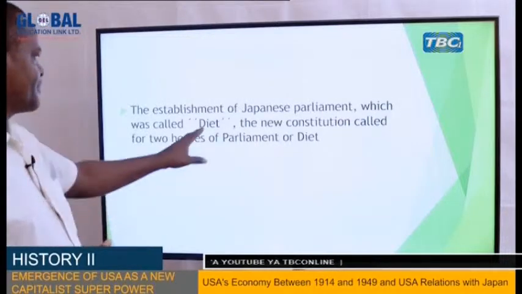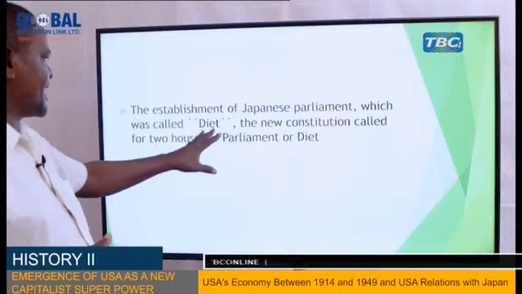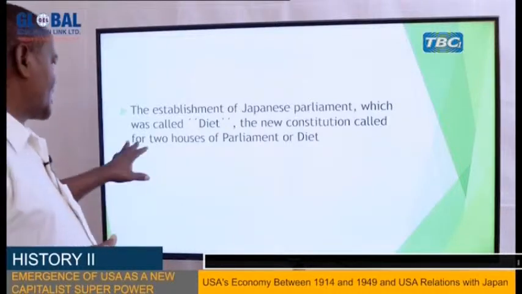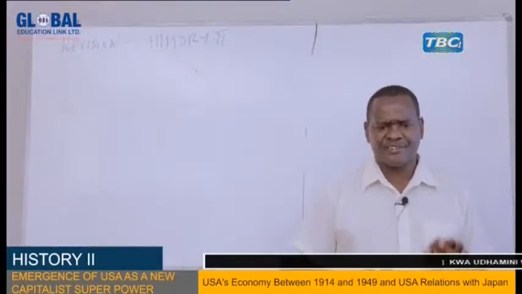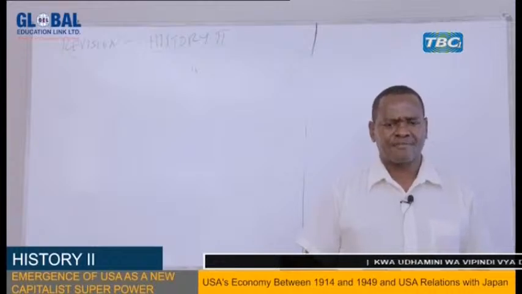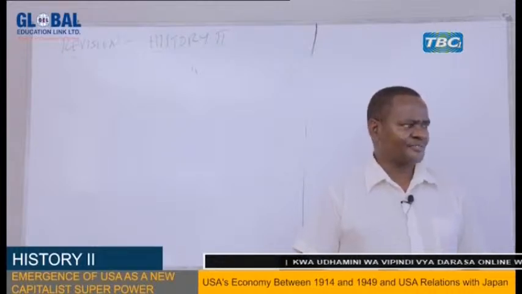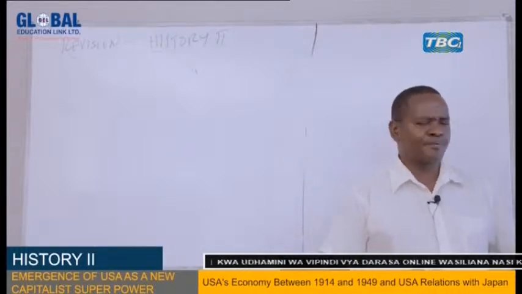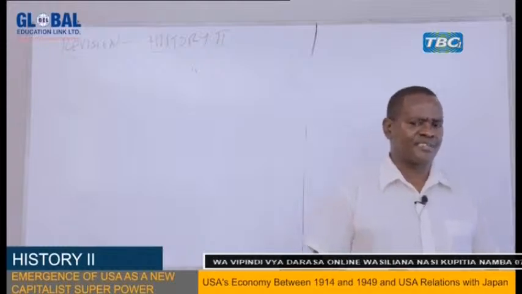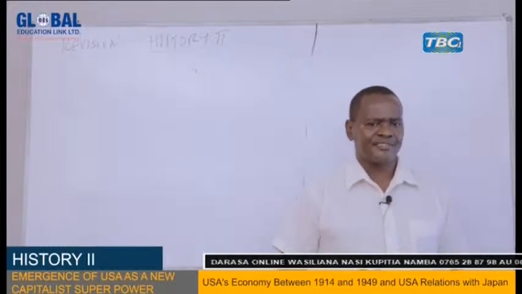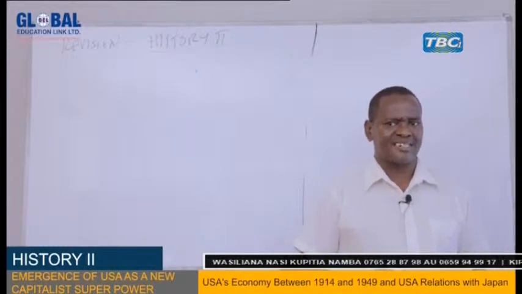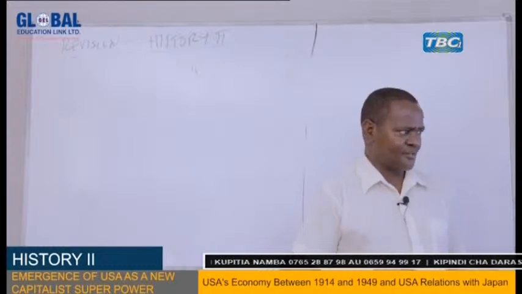Another thing is the establishment of the Japanese parliament, which was called the Diet. The new constitution called for 2 houses. In fact, they adopted the American style of having 2 houses. They have the lower house and the upper house. And this was put in the constitution, which was written by the Americans, by Douglas MacArthur, and then imposed on the Japanese for use.